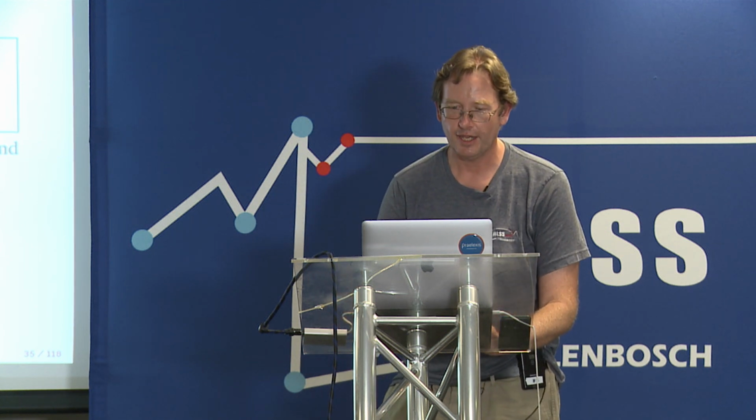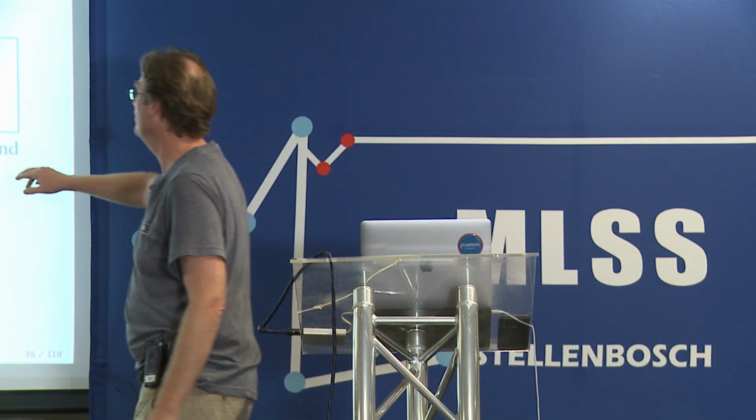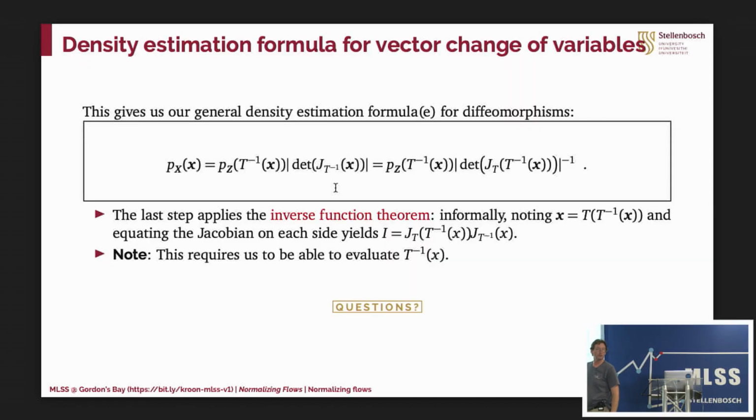Key thing, if we want to do this, we need to be able to evaluate T inverse of X. Okay? To do density estimation, I need to start with X, but I need to go back to the base distribution. So for density estimation, I need to be able to evaluate T inverse. T is the transformation that we're interested in. For density estimation, I need to be able to work out T inverse.